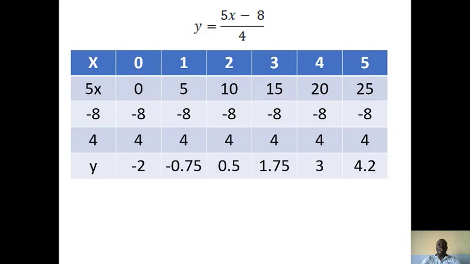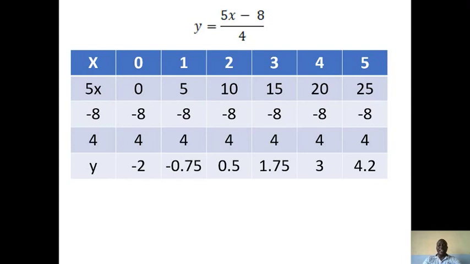Then we have 20 minus 8, which will give us 12. You divide 12 by 4, you have 3. Then 25 minus 8 will give us 17. 17 divided by 4 will give us 4.25. So this table is for the equation y equals 5x minus 8 all over 4.